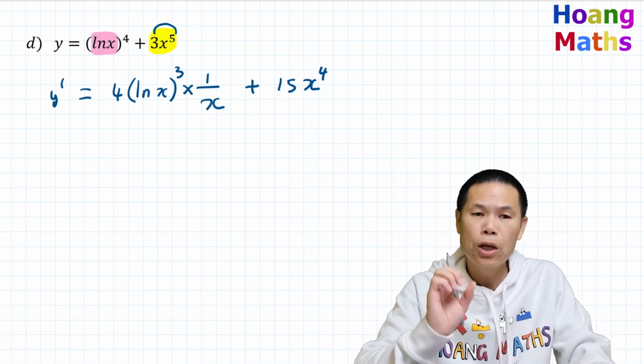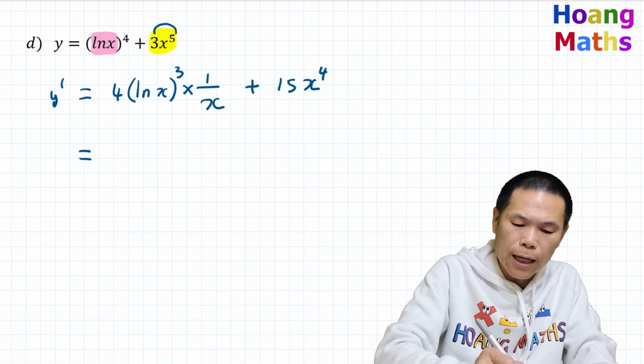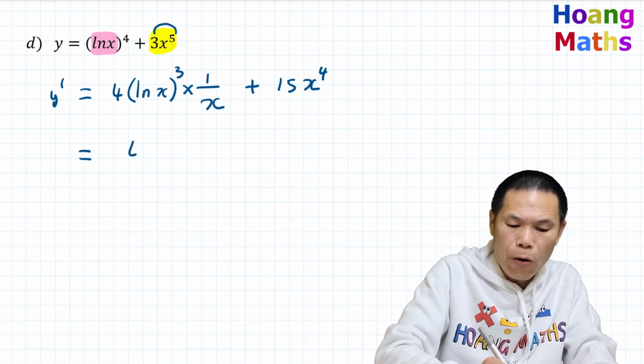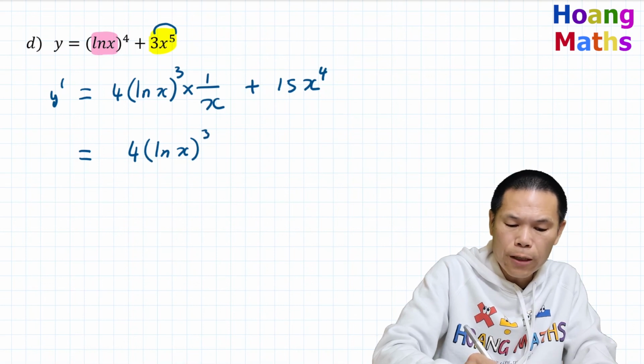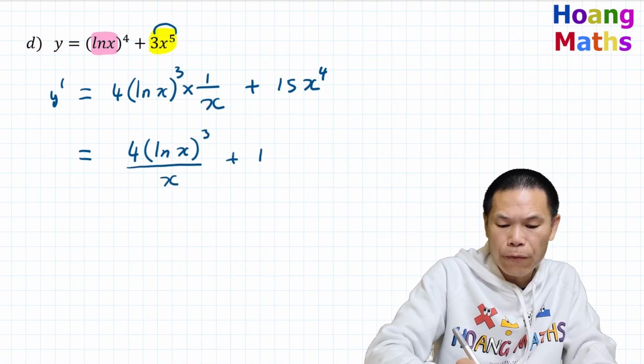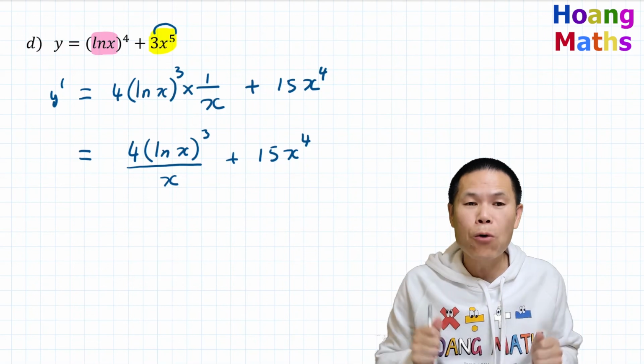So now let me just simplify a little bit further. This is exactly the same as 4 ln of x, all power 3 over x, and we add 15x to the power 4. So there you go. And I hope you got all of them correct.